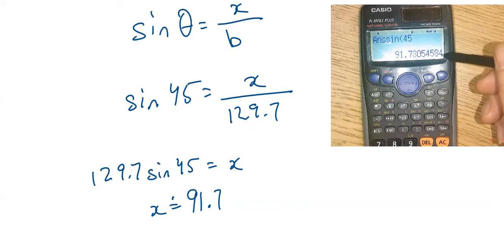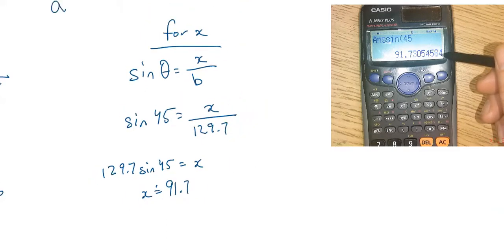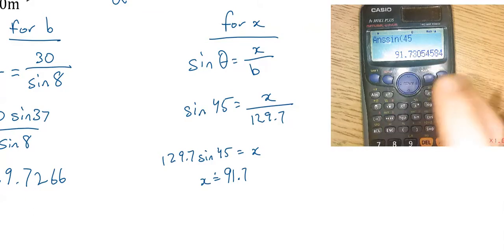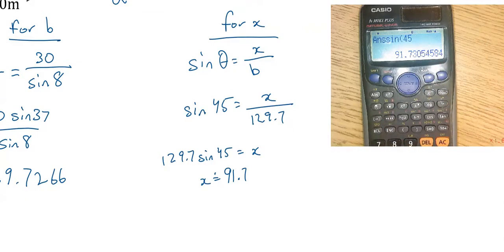And so you don't have to round at all, okay? But if you do have to round, keep more decimal places and use them, punch them back into your calculator. If I did this, I think in this case, let's see, if I used 129.7 times sine of 45, let's see how the answer is different.